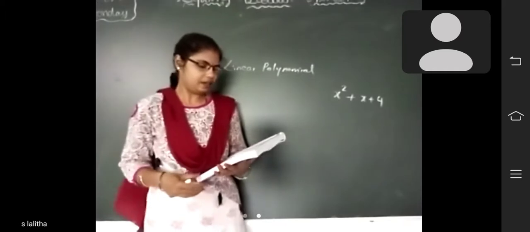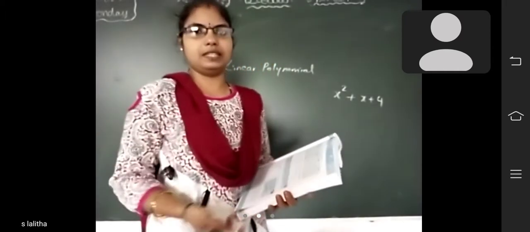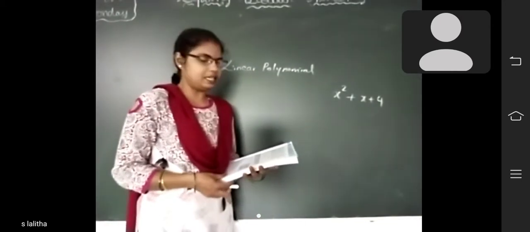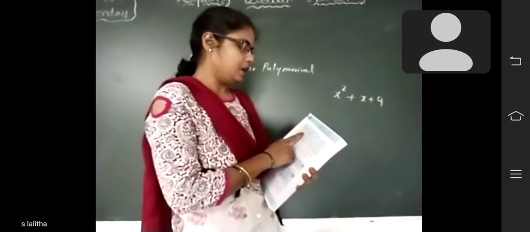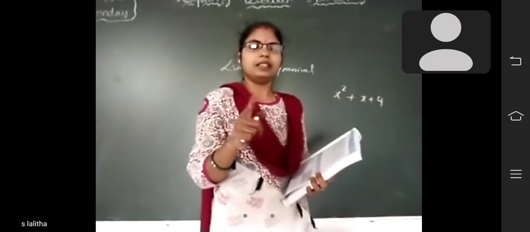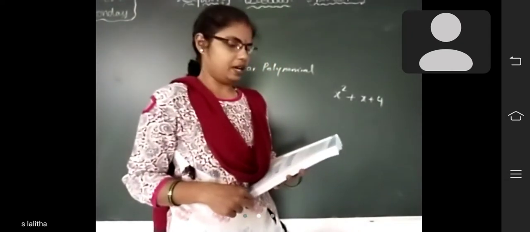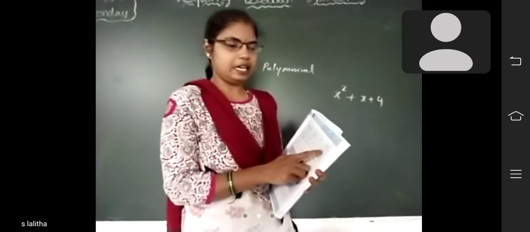Next, types of polynomials according to number of terms. See page number 31. Number of non-zero terms: one term. What is the name of the polynomial? Monomial. There is only one term, that means monomial. Example: minus 3x. What are the terms? Minus 3x.